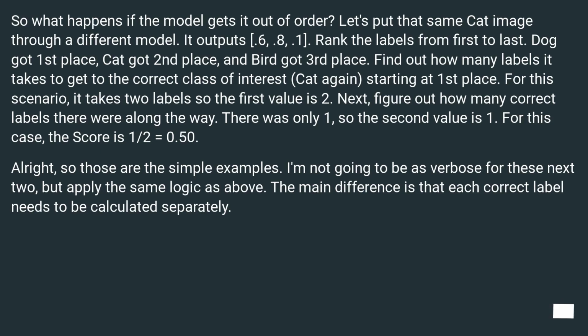Next, figure out how many correct labels there were along the way. There was only 1, so the second value is 1. For this case, the score is 1/2 equals 0.50. Alright, so those are the simple examples. I'm not going to be as verbose for these next 2, but apply the same logic as above. The main difference is that each correct label needs to be calculated separately.